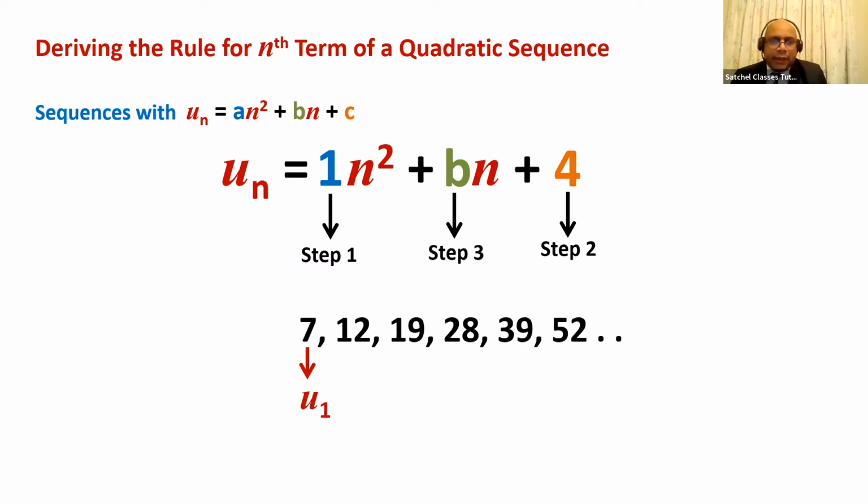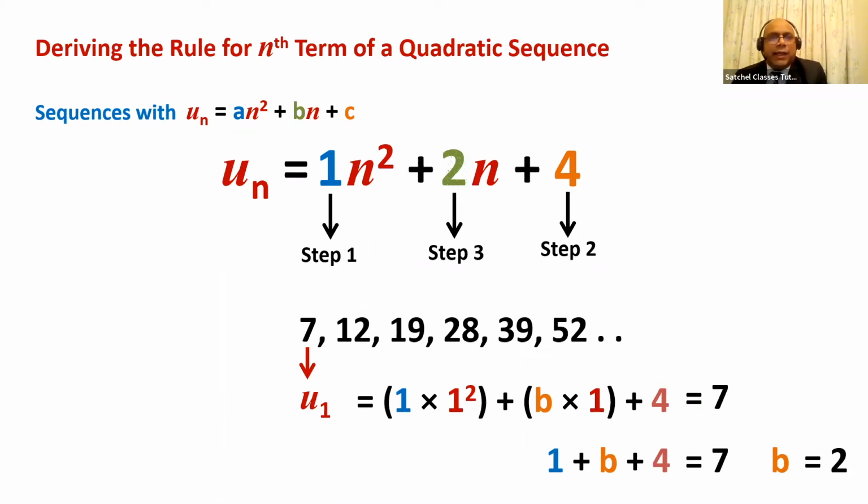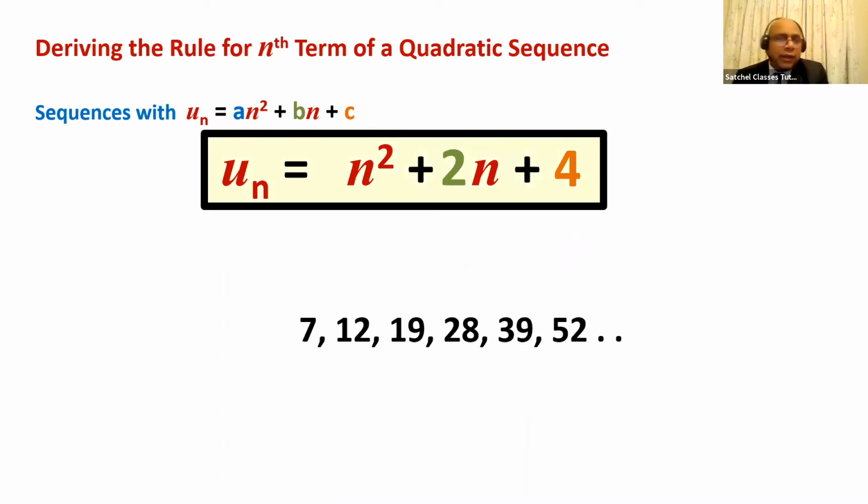So let's do that. Because A was 1, it will be 1 times 1 squared. Why 1 squared? Because it's the first term. Plus B times 1, because B is the unknown, right? And n is 1. So B times 1 plus the constant 4 should be equal to 7, right? And if I solve this equation, you'll get B as 2. You replace B by 2, and that's how you derive the rule for the quadratic sequence. It's n squared plus 2n plus 4.